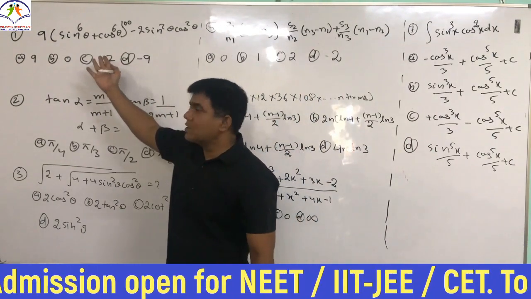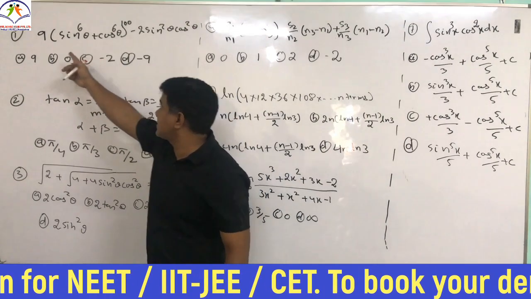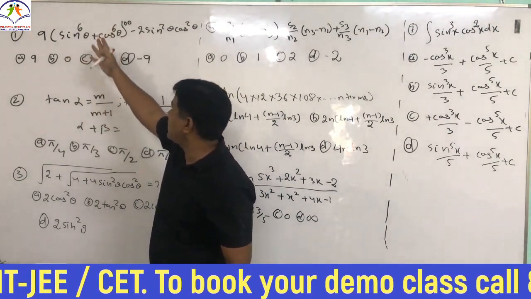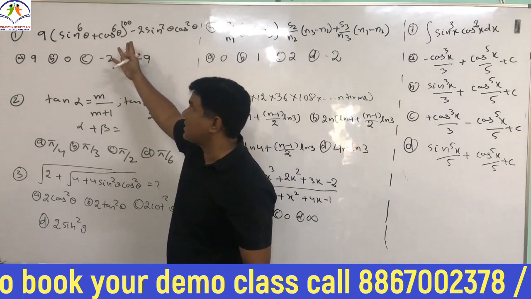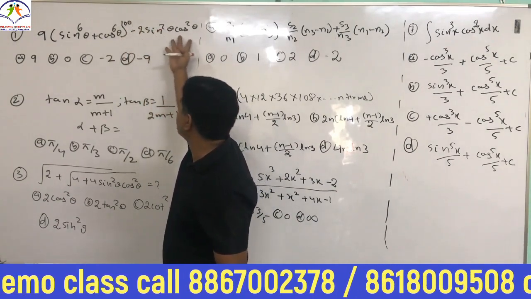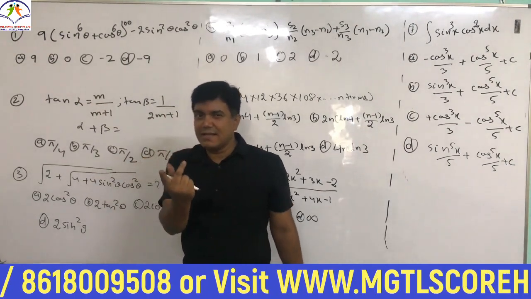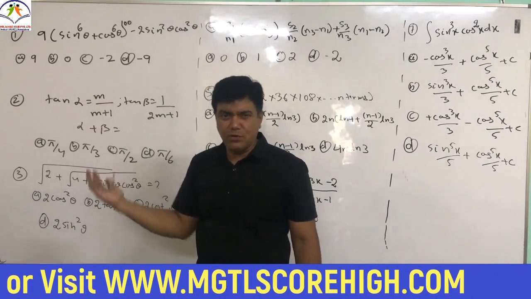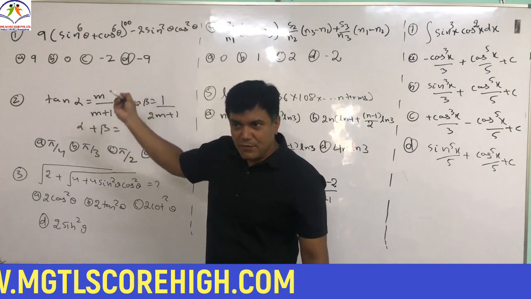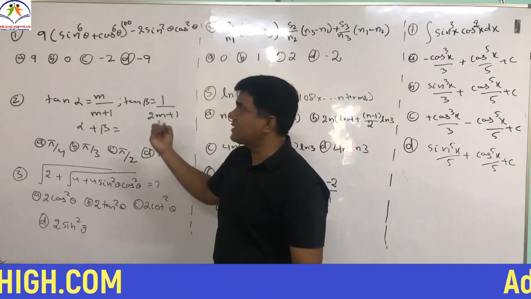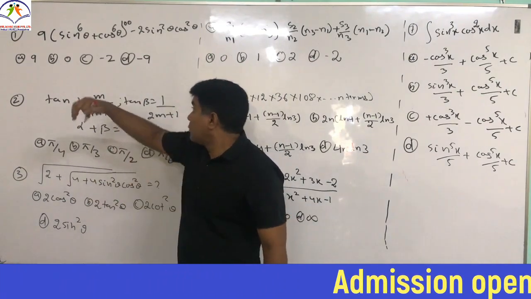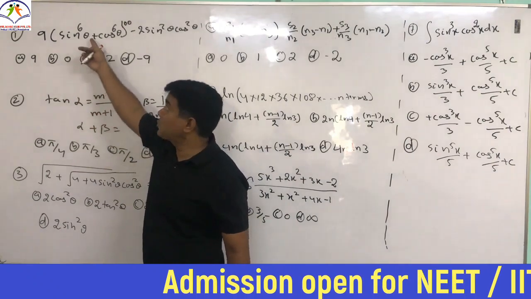One question in your JEE Mains was asked like this: 9 into (sin to the power 6 theta plus cos to the power 6 theta) whole to the power 100 minus this. Options were given. So how to do it in 1 second? I know you will apply formulas, and you will waste a minute, and we don't know whether we will get it correct or not. So look at the options and then look at the question.